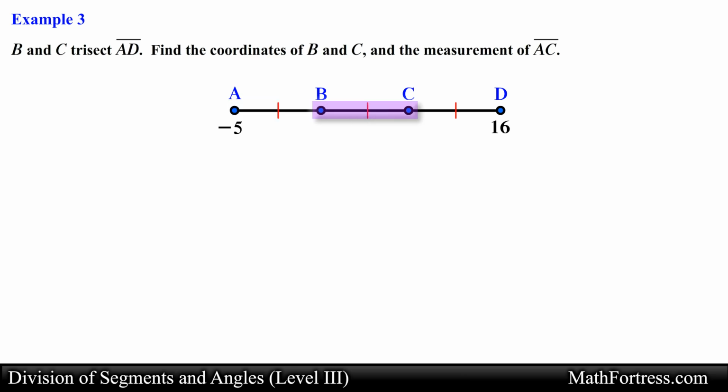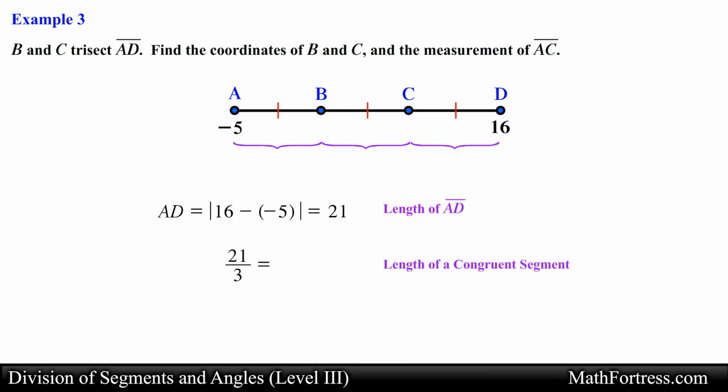Since all 3 line segments are congruent, all we need to know now is the length of segment AD. We can determine this length by using the coordinates of point A and point D. In this case, the length of segment AD is equal to the absolute difference between the coordinates of point D and point A, which is equal to 21. Now that we know the length of segment AD, we go ahead and divide this length by 3 to obtain the length of each congruent line segment. In this case, each line segment will have a length of 7.